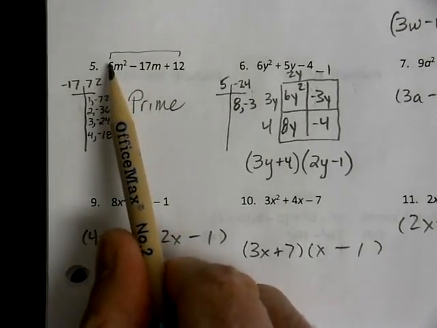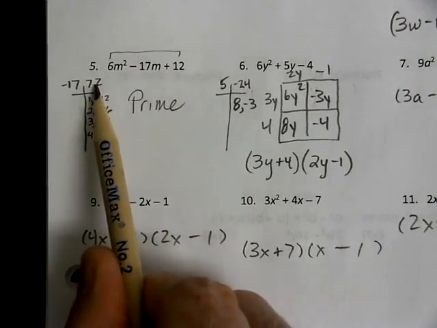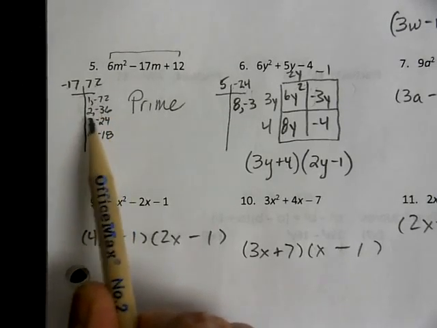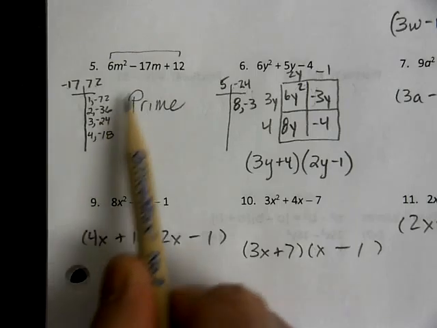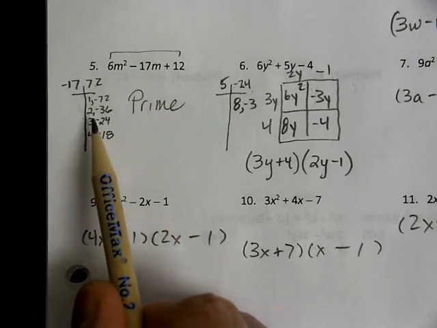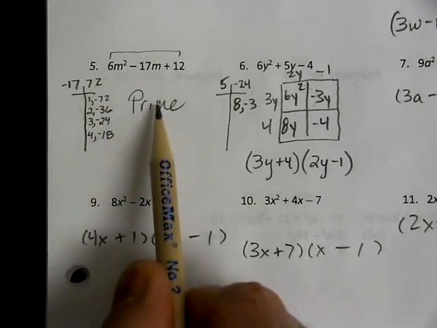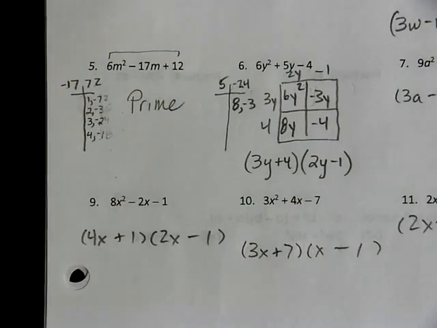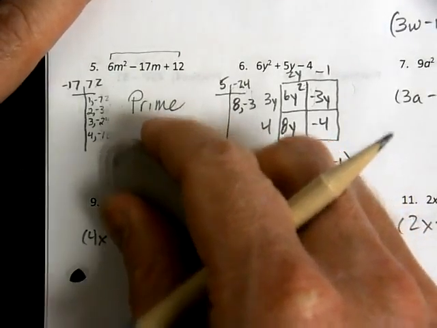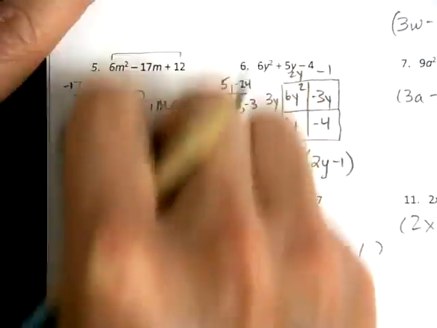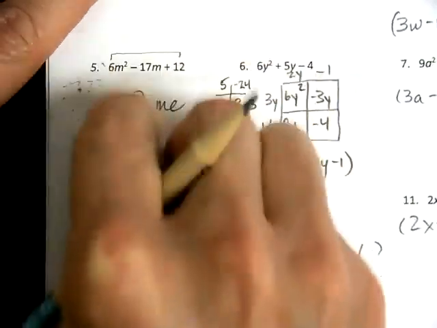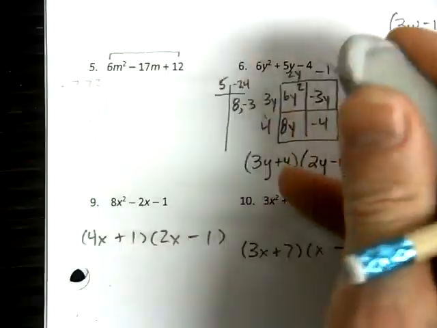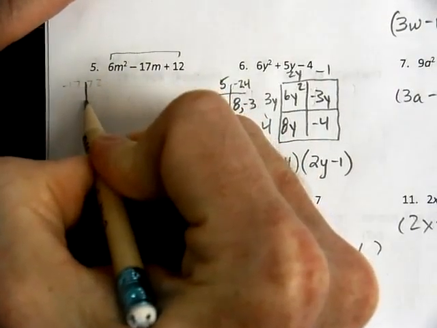This one, when I multiplied my 6 and 12, I got 72 that add to be negative 17. I did not come up with a pair of numbers that also added to be negative 17. So I saw this one to be prime. Upon further review, I see what I did wrong. Maybe it's not so much prime. Let's do this one together.